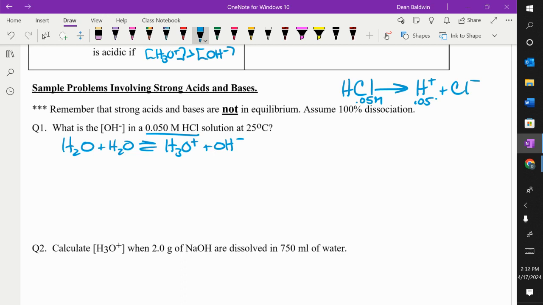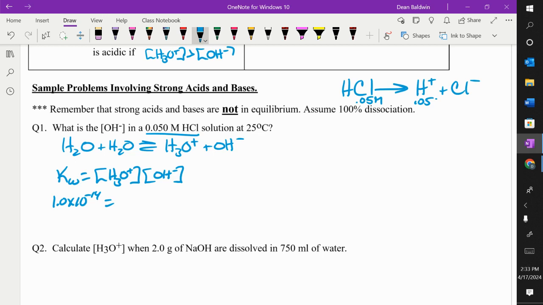So what's that going to do to this equilibrium? It's going to spike this and it's going to shift that way, correct? So the OH theoretically should go down. Okay, let's see if that works. We know that this equilibrium, Kw, has to always be 1.0 times 10 to the minus 14, right? The Kw is equal to the concentration of this times the concentration of this, and that has to equal 1.0 times 10 to the minus 14.